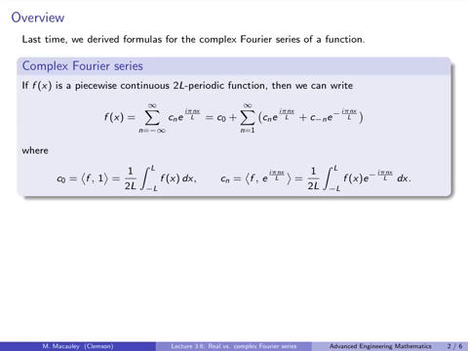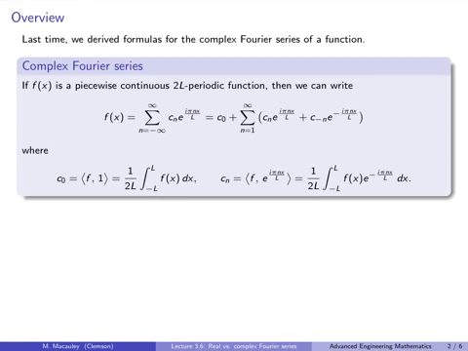If f of x is a piecewise continuous 2L periodic function, then we can write it as a potentially infinite sum of complex exponentials. Now, last time we did the case where it was 2 pi, not just 2L, but it should be easy to see how and why this generalizes. So we can write f of x as the sum from n equals negative infinity to positive infinity of Cn times e to the I pi n x over L.